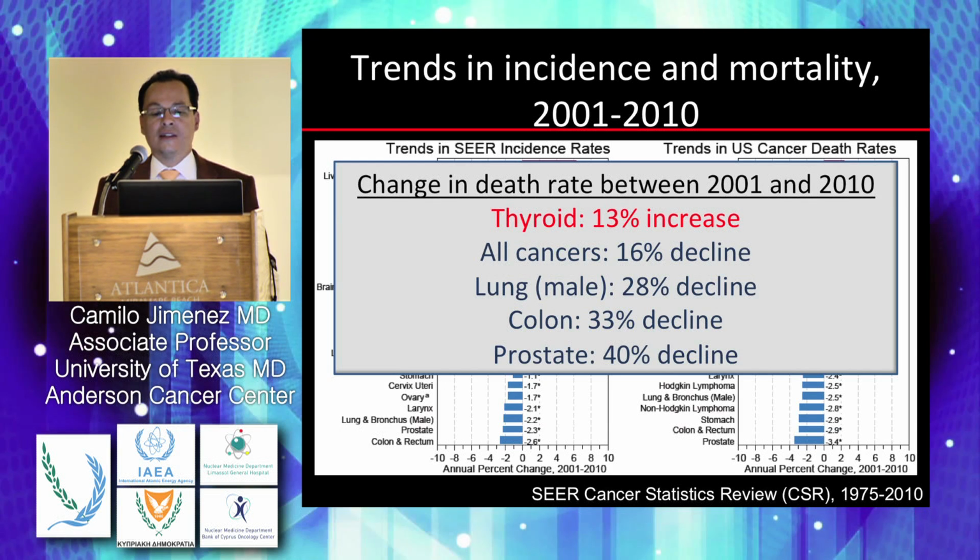For instance, the change in death rate between 2001 and 2010 has been as follows for several examples of cancer. For thyroid cancer, there has been an increase of 13%, while for all other cancers, the mortality has declined by 16%, including decline rates of 28% for lung cancer in males, 33% for colon cancer, and 40% for prostate cancer. Why is that? Simply because we now have very effective therapies as well as primary prevention mechanisms for many of them that have been helpful in controlling and curing many patients who have cancer. However, this is different from thyroid cancer.